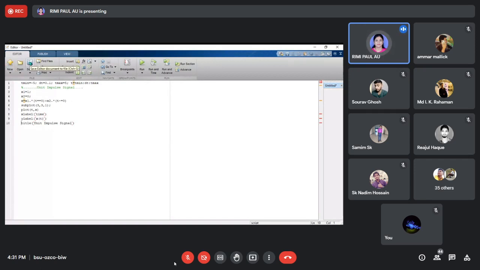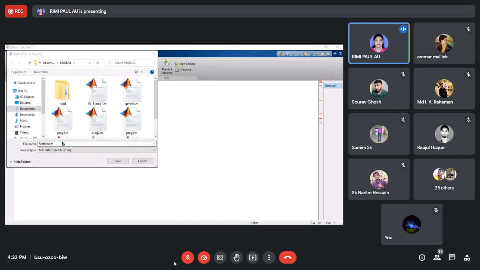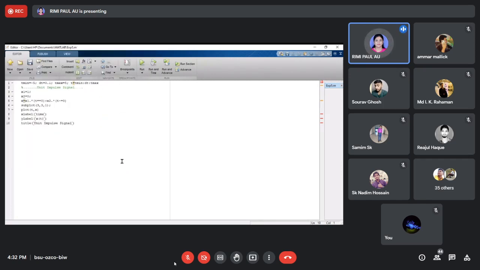First let me save the program. I will write the whole program, but first let me save it. Already you had saved some program with a name. Okay, experiment 5. You can see that I didn't use any space or at the rate symbol. You can use underscore, but do not use space. Do not use at the rate. Do not start with a number followed by a word.